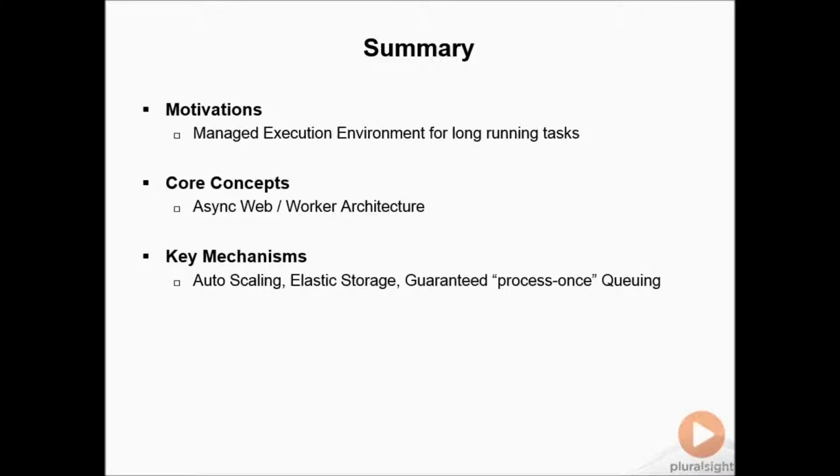And then we looked at some of the key mechanisms. We talked about auto scaling, how you can get additional worker roles based on scale. We talked about elastic storage. And then we talked about guaranteed process once queuing for our messages. And then we looked at a detailed demonstration of how you could use worker roles to implement something like the Monte Carlo simulation. And in this case, we looked at the Box-Muller transform.